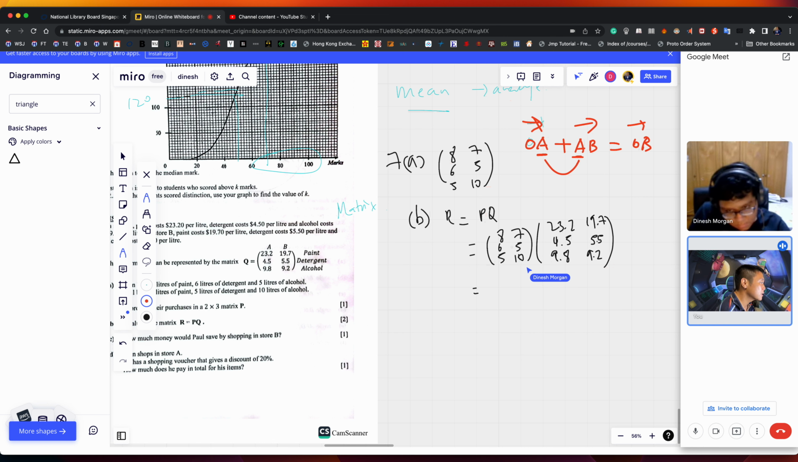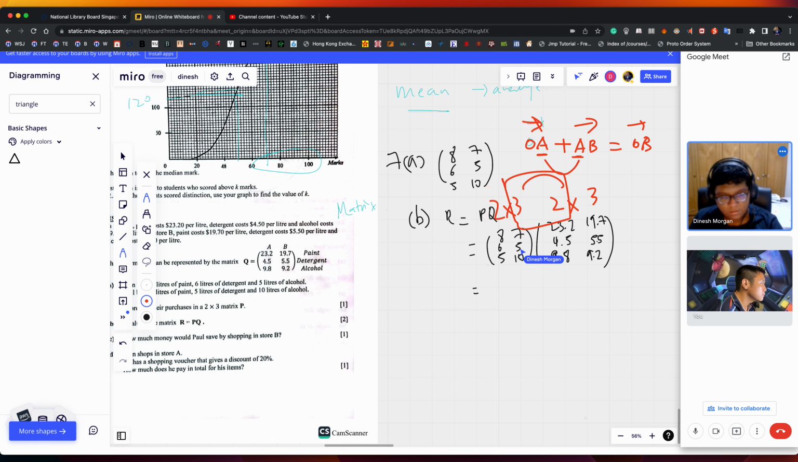So this is a what by what matrix? They're both 2 by 3. Let's say 2 by 3 and 2 by 3. Then they don't work. You know why? These two are not the same. You can't multiply. It's just like if I give you OA plus BC, you can't add them up, because the A and the B don't match with each other.